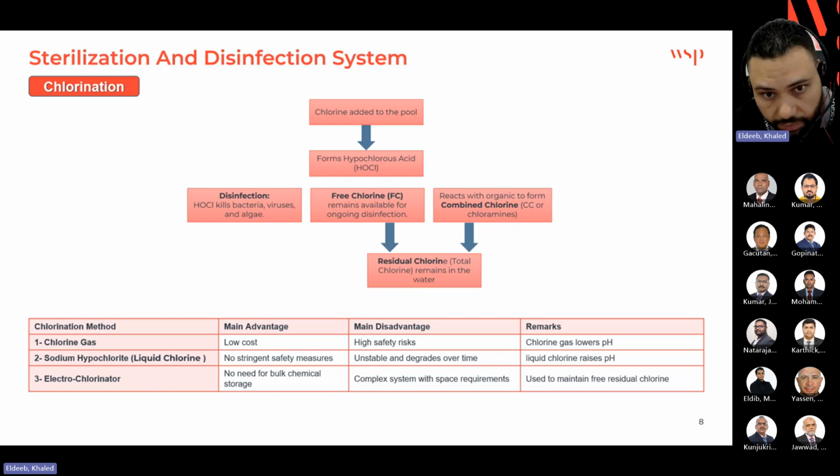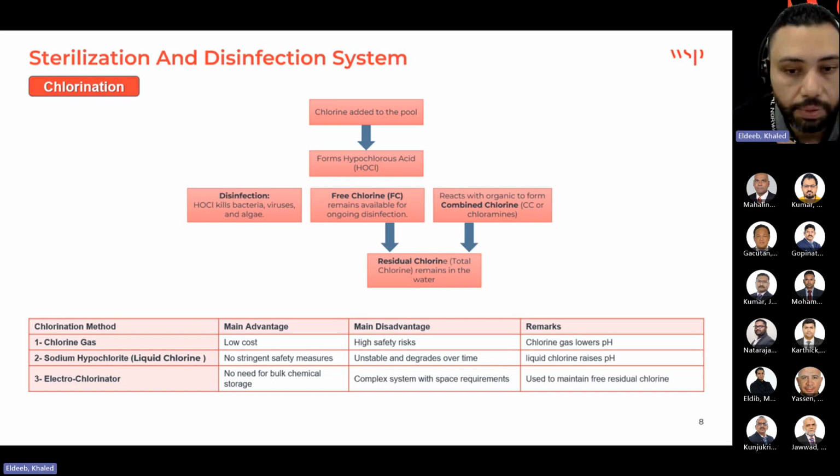So this is one of the disadvantages of liquid chlorine, and it also needs space because we have big tanks. It is also more expensive because we purchase it from vendors outside. It is like ready-made liquid chlorine. We call it sodium hypochlorite. We need to remember this sodium hypochlorite.